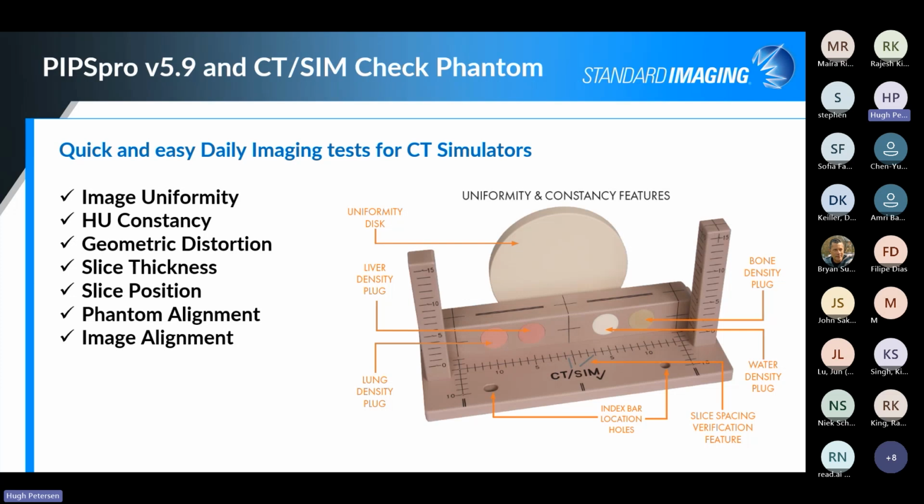And then we have a slice spacing verification feature, which are two wires, one set vertical, one set at 45 degrees. So you can use those, and the software will hone in on those to be able to verify your slice accuracies.